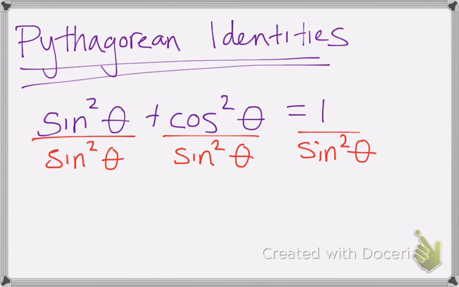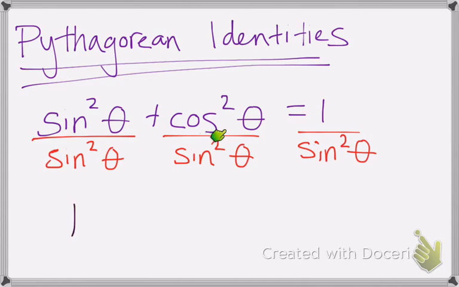So in your groups right now, I want you guys to discuss what each of these fractions simplifies to if you can rewrite them in a different way. So talk about that for about 30 seconds with your groups. Let's start with the easier one. What is sine squared divided by sine squared? 1. Okay, good. This is just 1.